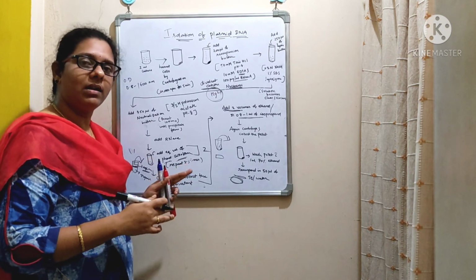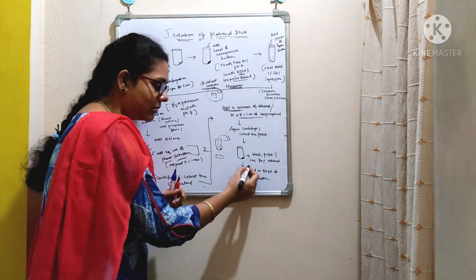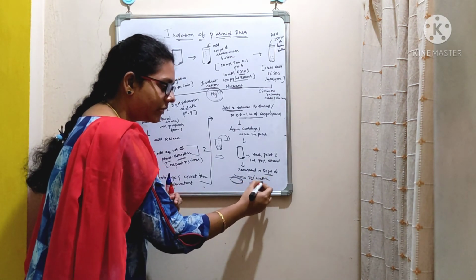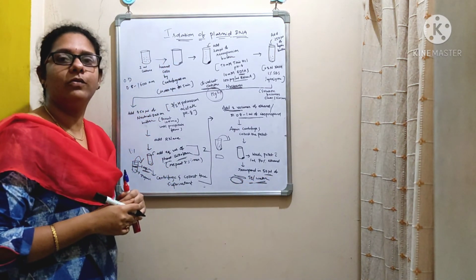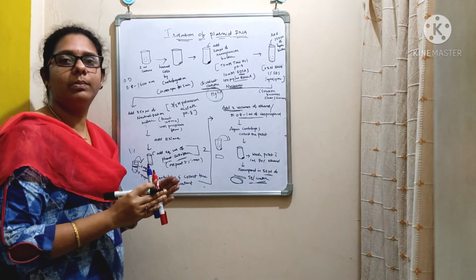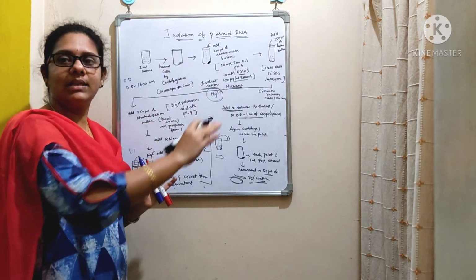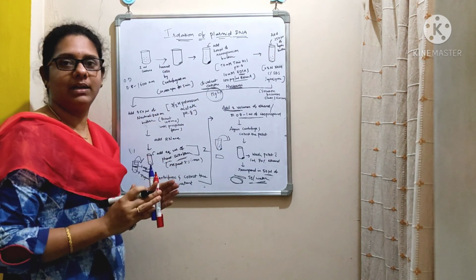After air drying, what you are going to do is resuspend the pellet in 50 microliters of TE buffer or 50 microliters of water, and that water should be free from DNases. This is how you isolate the plasmid DNA from a bacterial cell.